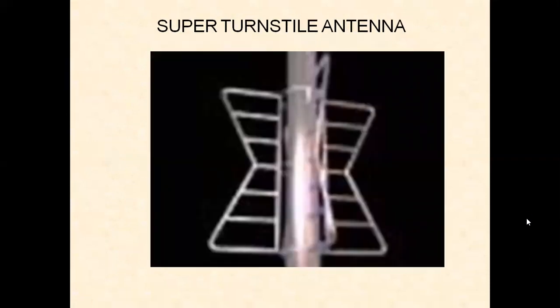This is the structure of the super turnstile mounted on a tower or a pole so that the radiation should not be disturbed by obstacles. Obstacles will be there. So on the top of buildings, towers or hill areas, these antennas are located so that there should not be any obstructions for the signal propagation.